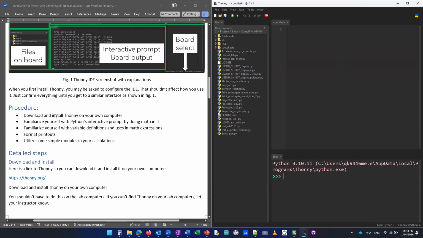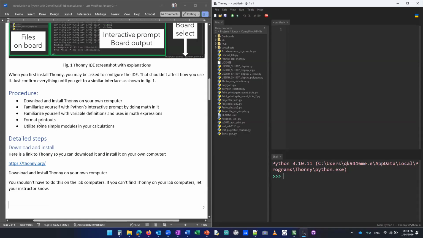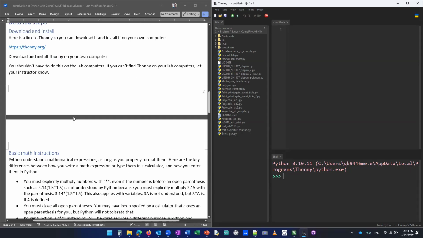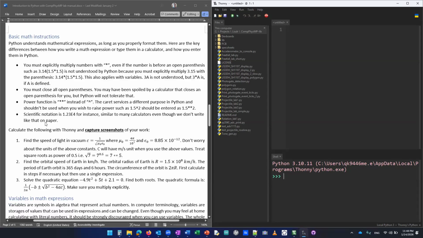The download and install, I'll skip, and let's look at the rest of the steps. For the download link here, make sure you download the right version for your computer, PC, Mac, or Linux. So we'll start with basic math instructions.